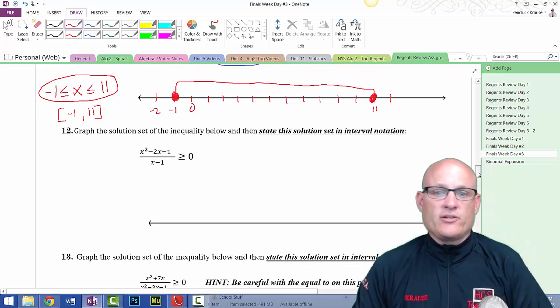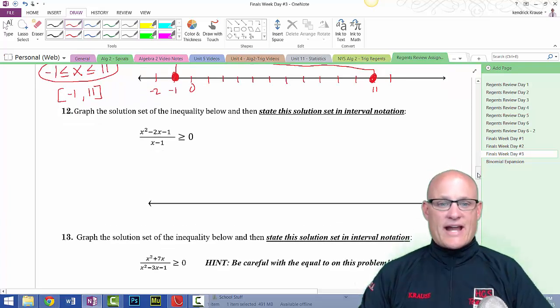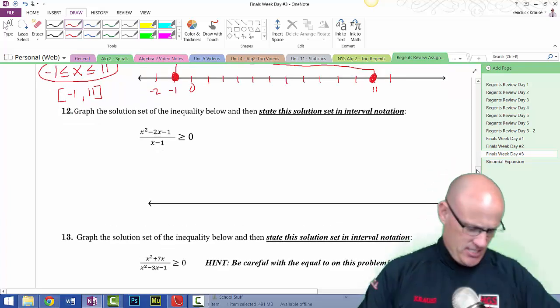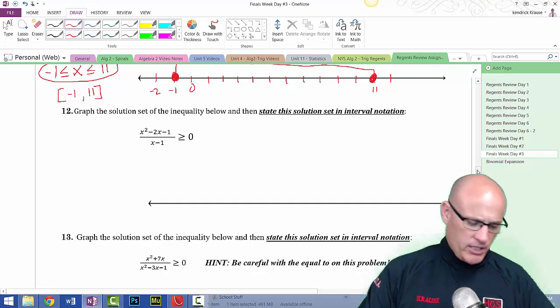All right, now let's get to these ones. These are rational ones. These are not quite as easy. These are a little more complicated.